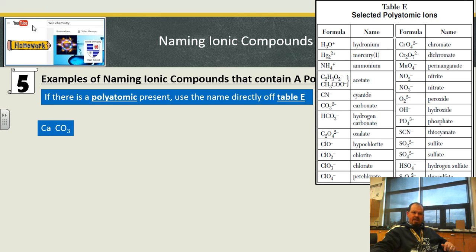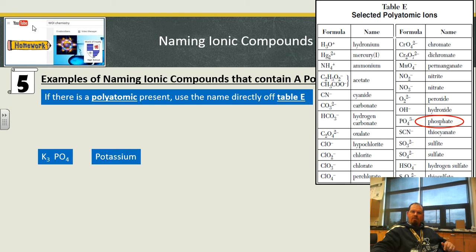And I'm going to see CaCO3. So again, I name the Ca first. That's calcium. And then I need to do CO3. So I look up CO3, and that is carbonate. So this is calcium carbonate. That's simple. Okay. One more. K3PO4. Well, name the K first. The metal is potassium. I find PO4 on table E, and it's phosphate, so this is potassium phosphate.